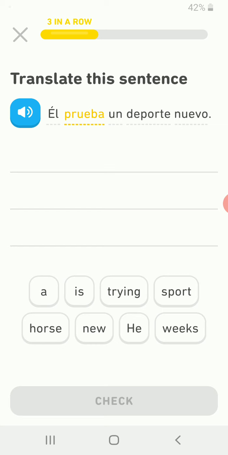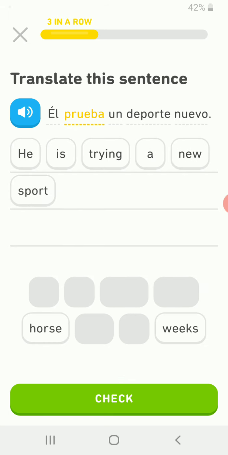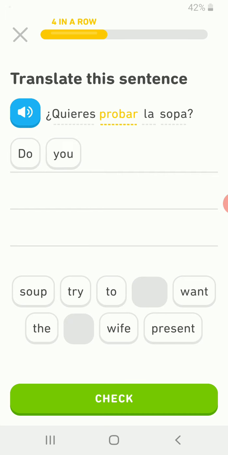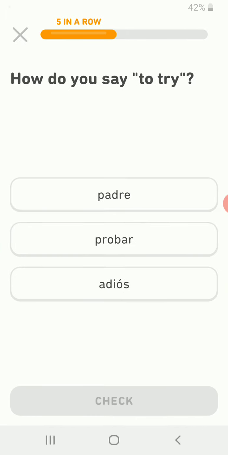Prueba, I don't know what it is really, to be honest. Prueba, so trying. So, él prueba, he tries, or is trying, for present progressive. So, probar is to try. So he is trying a new sport. ¿Quieres probar la sopa? Want to try soup? There you go. And so to try, probar.